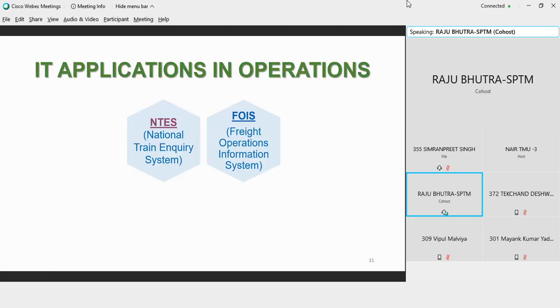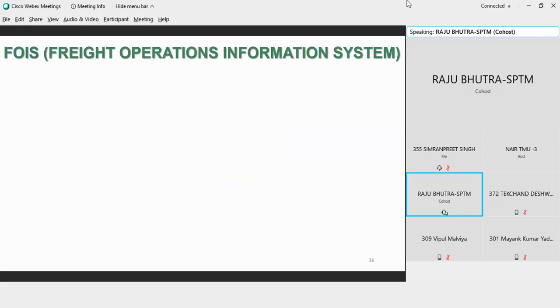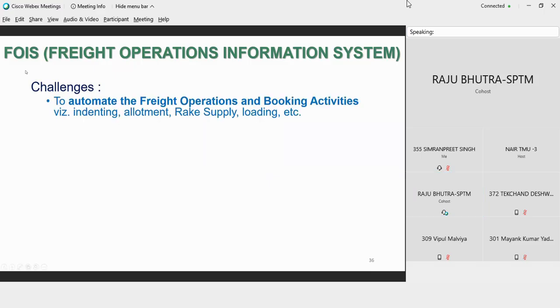Now we discuss FOIS, the Freight Operations Information System. What are the challenges? To automate the freight operations and booking activities. The indent, that is indenting, the registration of indents, allotment, rake supply, loading, etc. All these activities, they can be automated.